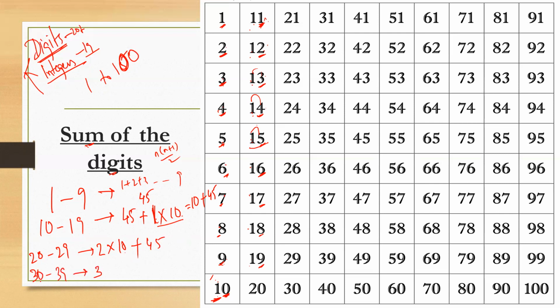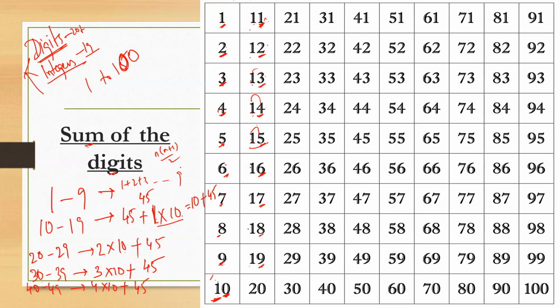Again, 3 is there appearing 10 times. Plus what? From 0 to 9, again it is same. The summing of digits is 45. From 40 to 49, again what is there? 4 into 10 plus 45. Are you getting this? The pattern here?